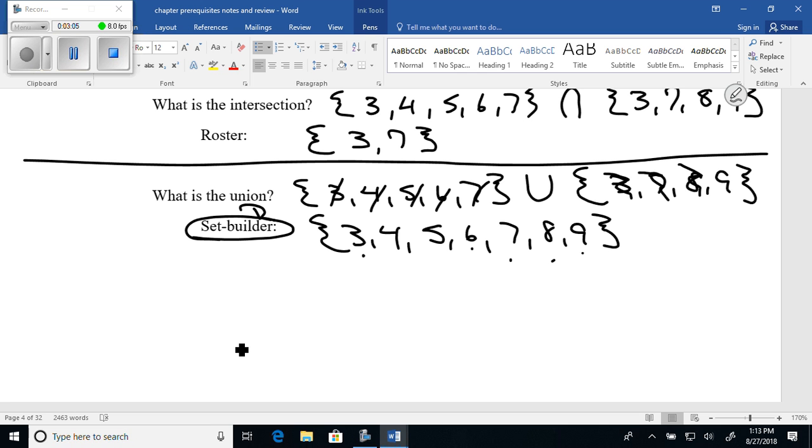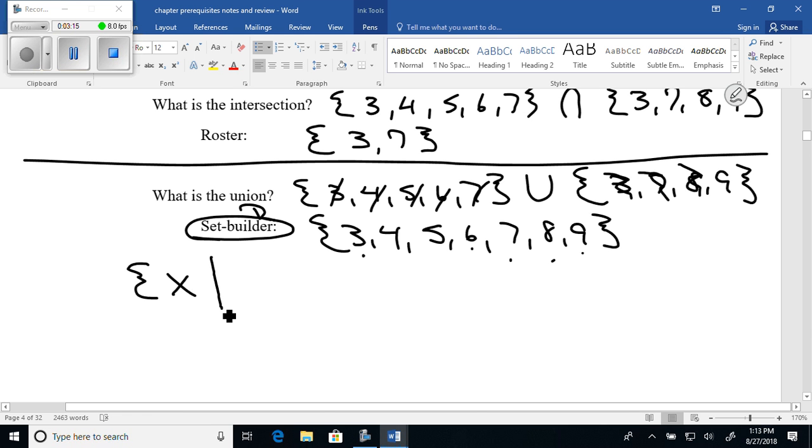What symbol do I need? X is in the set. Now what? Containing X, dash, such that. Now, there could be lots of things. We have to have a dot, dot, dot. You have 3 dot dot dot 7. But 9, so 3 dot, dot, dot, 9.